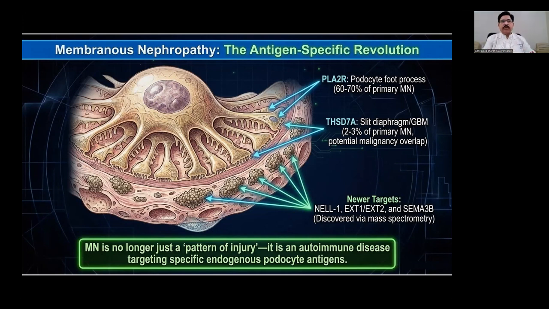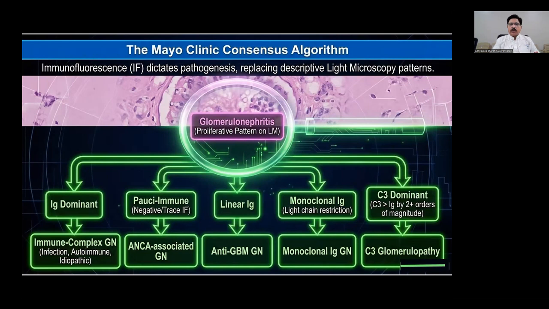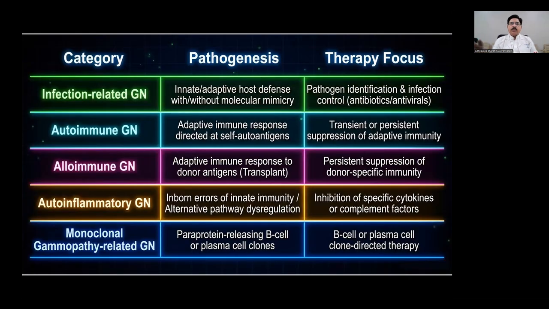Okay, these are the various types here. So, infection-related glomerulonephropathy. What is the thing, infection-related? You have got the innate adaptive host defense with or without molecular mimicry. Pathogen identification, infection control, antibiotics will have a role. This is infection-related.